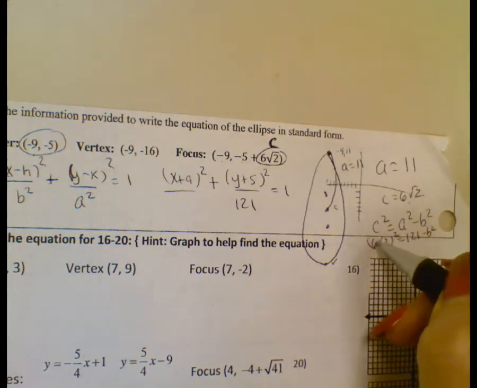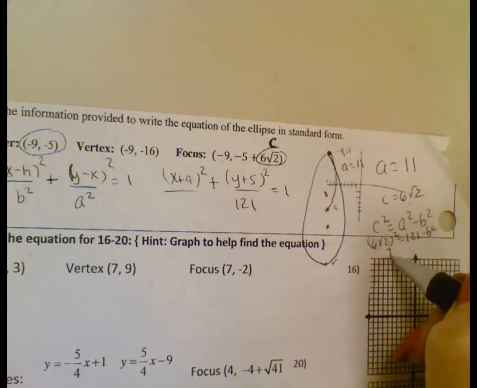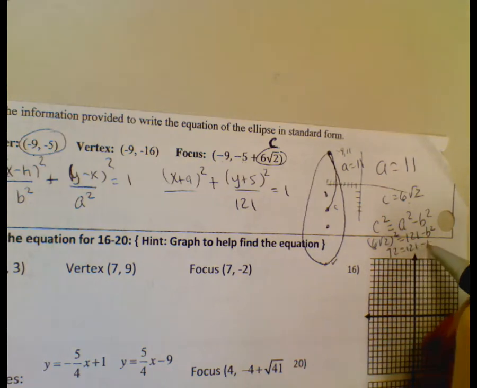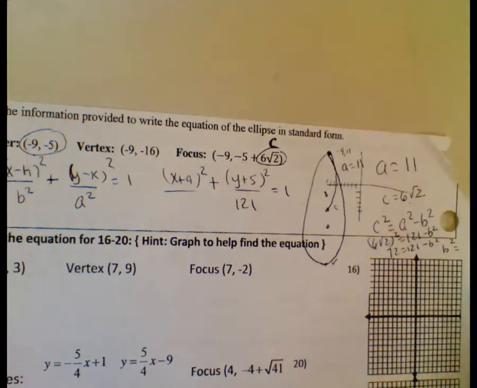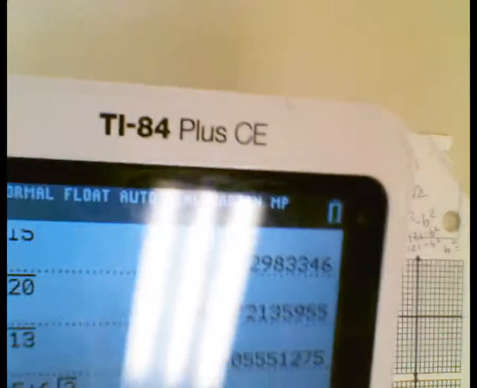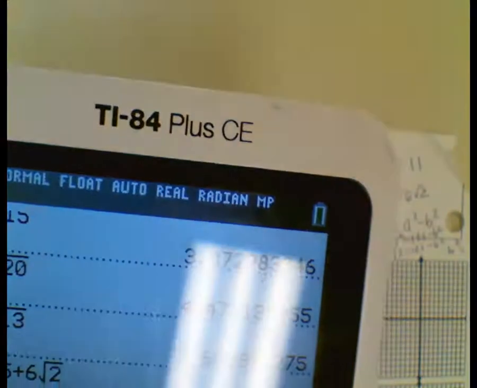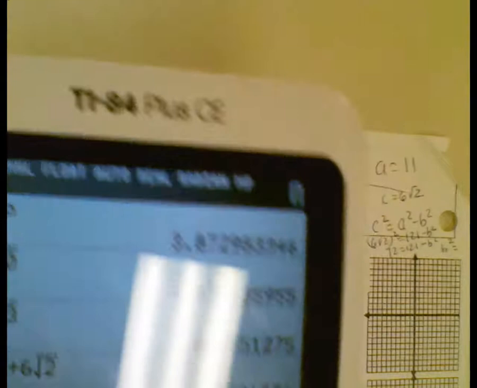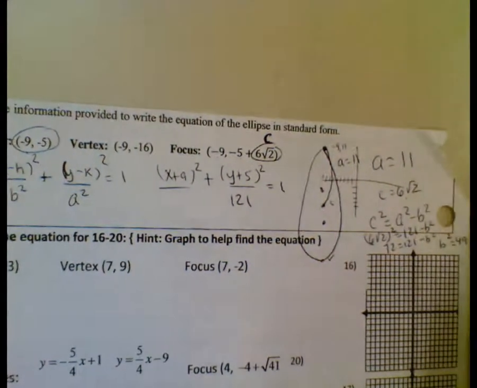So this is 36 times 2 is 72 equals 121 minus b squared. So b squared is 121 minus 72. Please be a nice number. It's 49. Beautiful. b squared is 49. That goes there. And you're done.